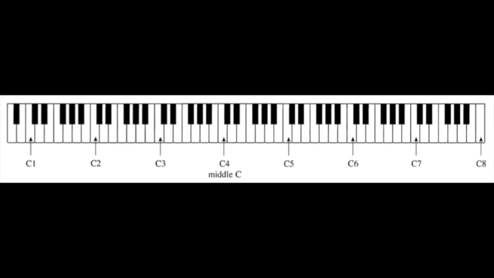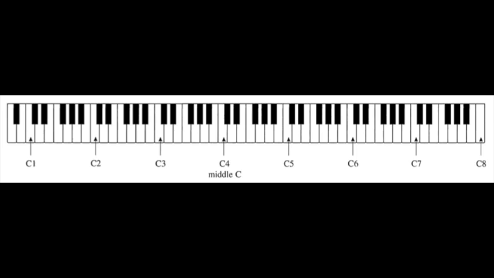The C nearest the middle of the keyboard is called middle C, or C4. Higher C's, moving toward the right-hand side of the keyboard, are named C5, C6, and so on. Lower C's, moving towards the left of the keyboard, are named C3, C2, and C1. Below C1 are followed by zeros, as in B0 and A0. Those are the ones down there.